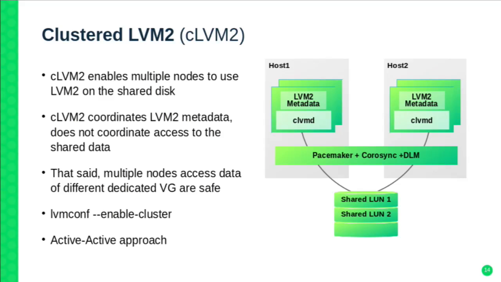So here we go. We're still moving from the block device to the file system. On the block device level, previously we talked about LVM. Now we are talking about cluster LVM. Cluster LVM is basically trying to enable multiple nodes to share LVM on the same shared disk. CLVM itself is a user space daemon which coordinates the LVM metadata. However, CLVM coordinates only the metadata, and doesn't coordinate the real data of LVM.